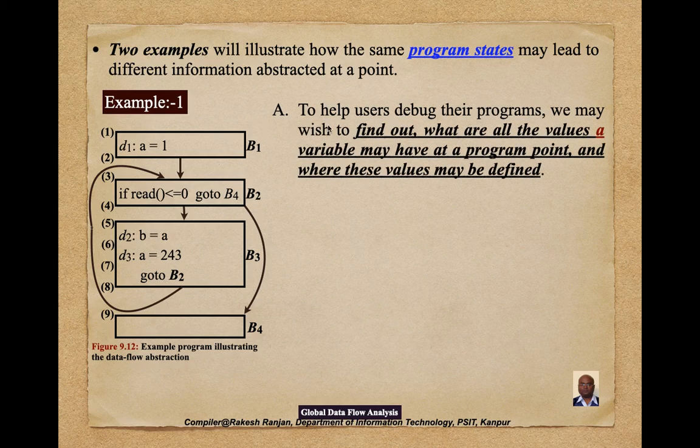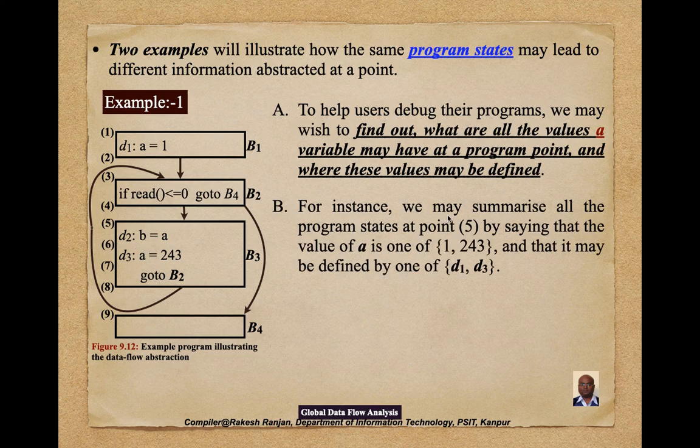First example, you can see here, to help users debug their program, we may wish to find out what all the values a variable may have at a program point and where these values may be defined. तो a की वैल्यू क्या होगी वो हम लोग इसको चाहे तो ट्रैक आउट कर सकते हैं. फॉर इंस्टेंस वी कैन समराइज लाइक दैट एट द 0.5, इस 0.5 की अगर हम लोग बात करें तो ए की जो वैल्यू हो रही है वो क्या हो रही है, 1 हो रही है और 243 हो रही है. एंड दिस इज डिफाइंड बाय D1 एंड D3. डेफिनेशन D1 और डेफिनेशन D3 में ये डिफाइन किया गया है.